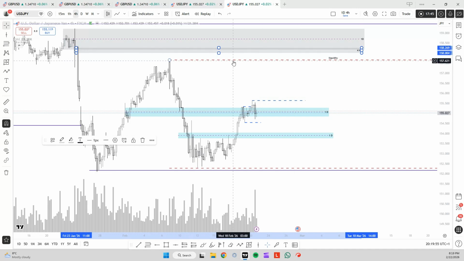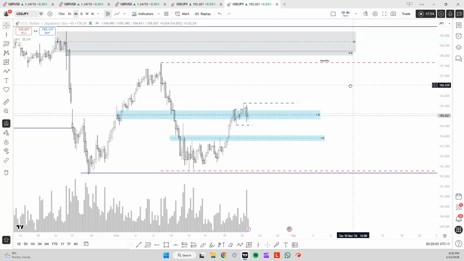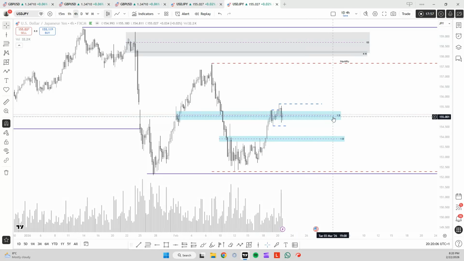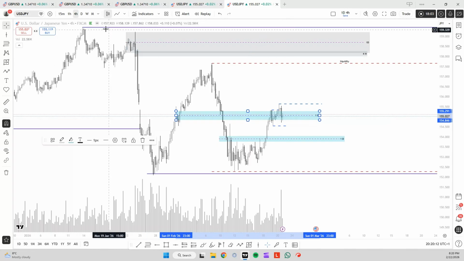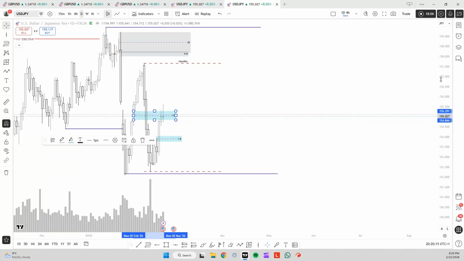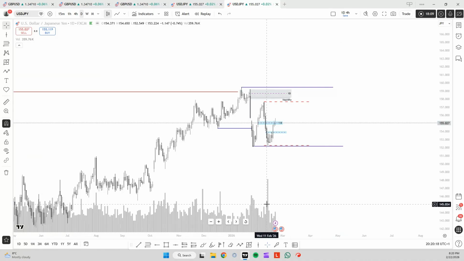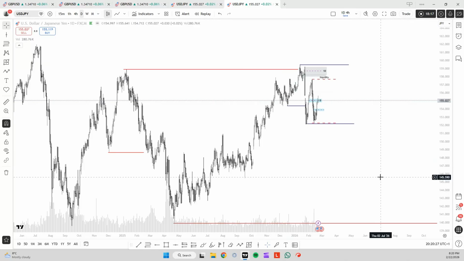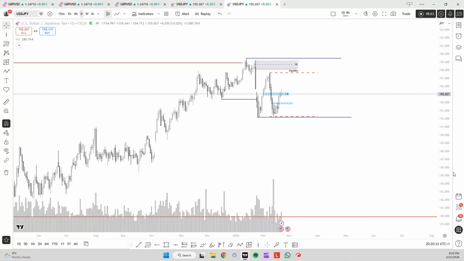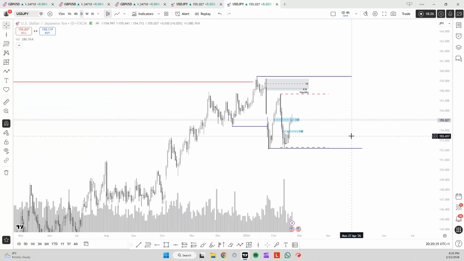So it's not a defined analysis with no clear direction, but a lot of possibilities. And yeah, just 3 levels to pay attention to. The ranges are obviously very, very big, and for sure some big movement is going to happen on Japanese yen. So stay tuned, pay attention to it.